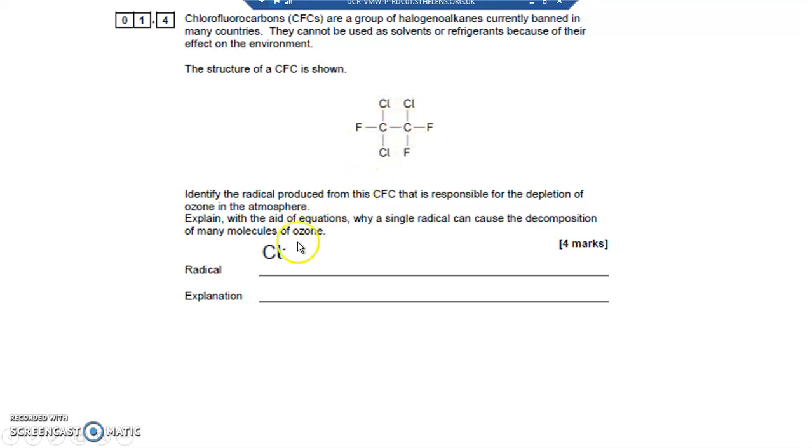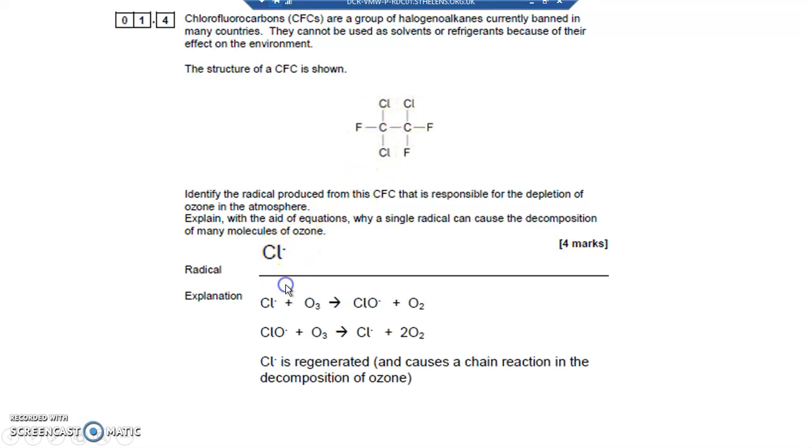You always make a Cl dot, and the explanation is that I produce the equations for these, as it says explain with the aid of equations. I've got a Cl dot plus O3, which is ozone. The only other form of oxygen is O2, so that leaves ClO dot. I'm going to balance the equation. This radical will react again. ClO dot with more O3 again makes O2, and this time, because I've got 4 O's on the left, I can balance it with 2 O2's, and then that makes a Cl dot again.